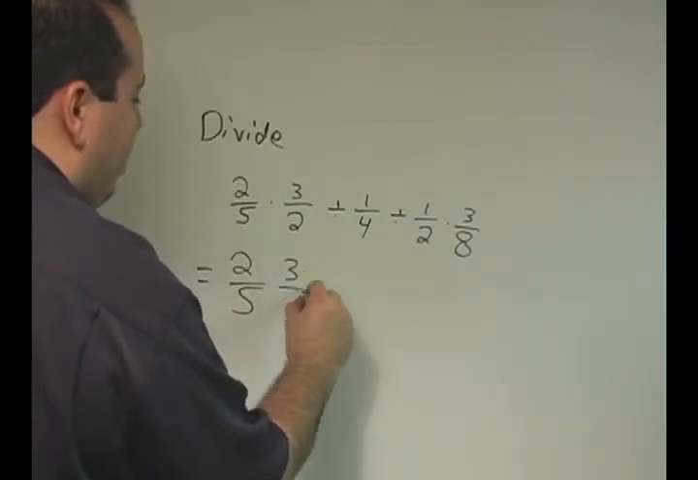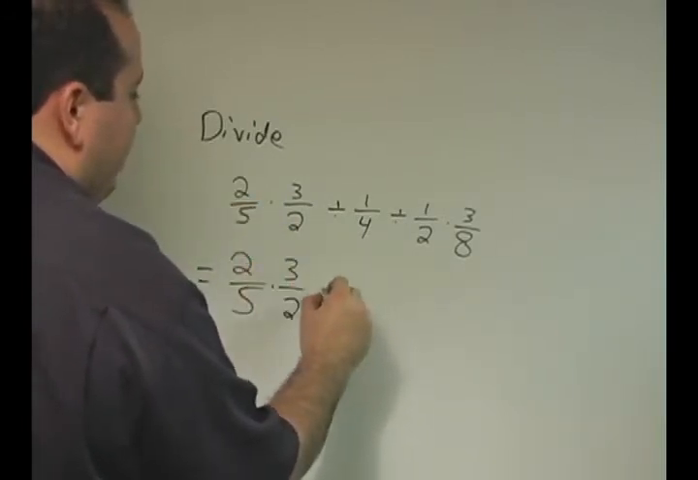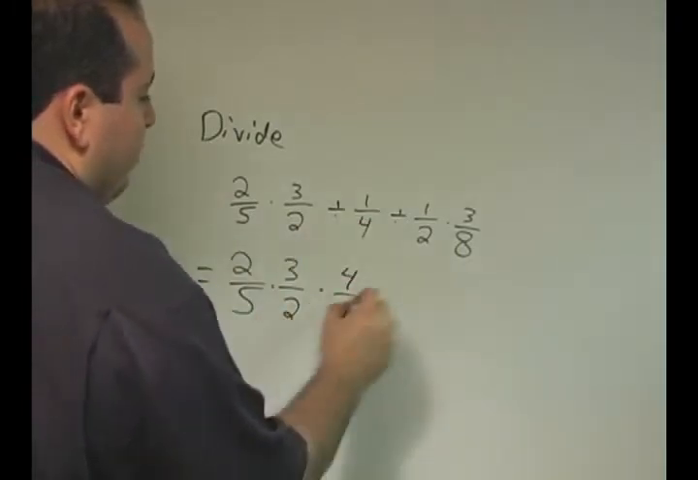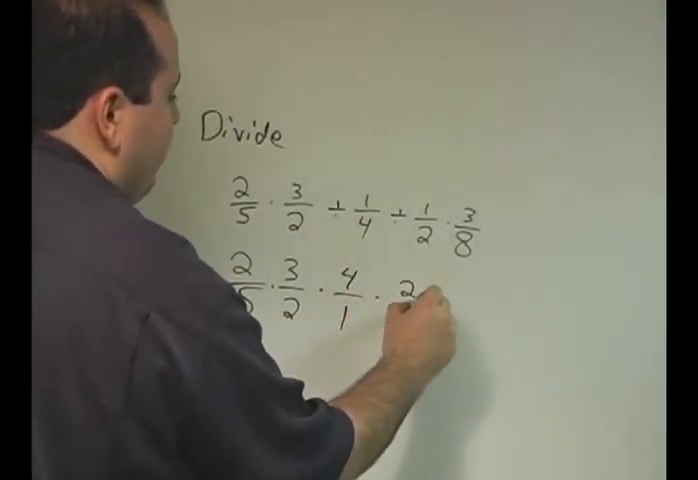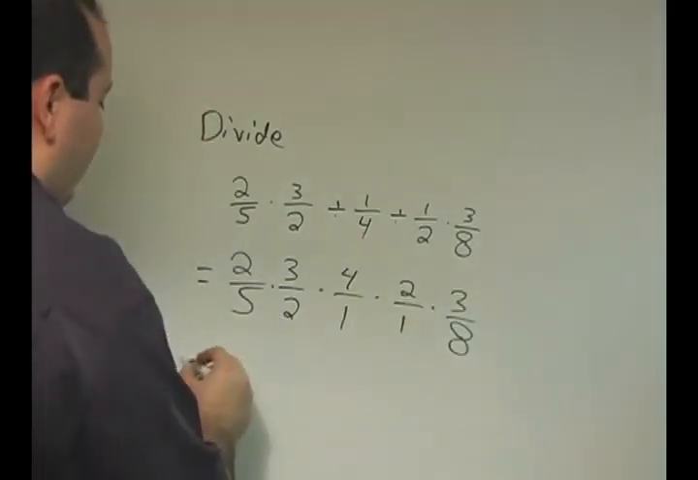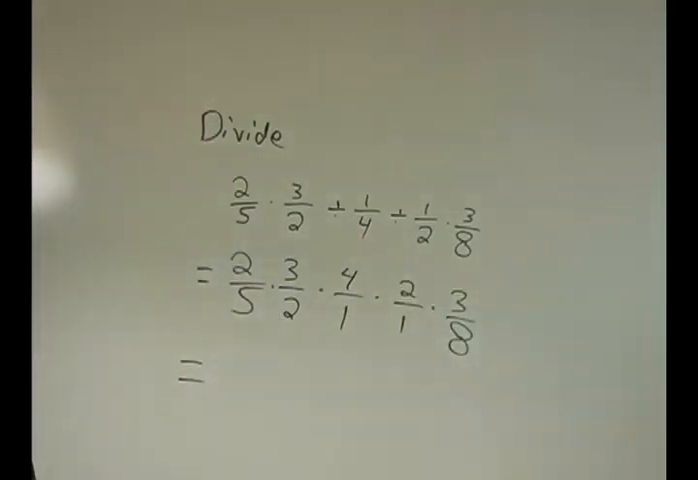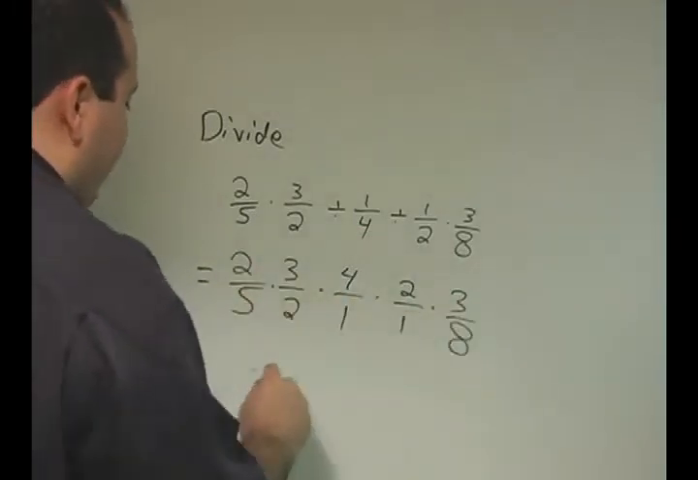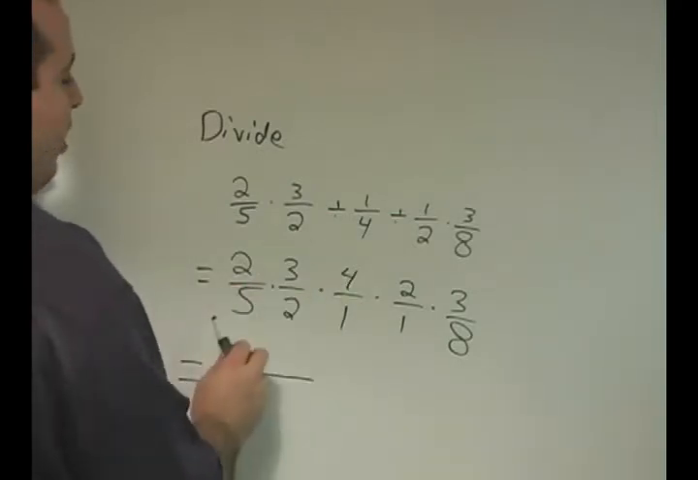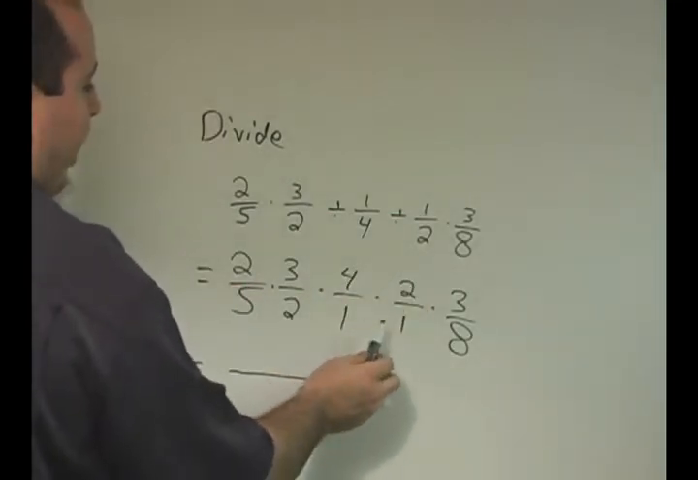So that times, again, when you flip, the division sign changes to a times sign. Times 4 over 1, times 2 over 1, times 3/8. And then to get the answer, again, you just multiply straight across. So let me just do that real quick. 2 times 3 is 6, times 4 is 24, times 2 is 48.